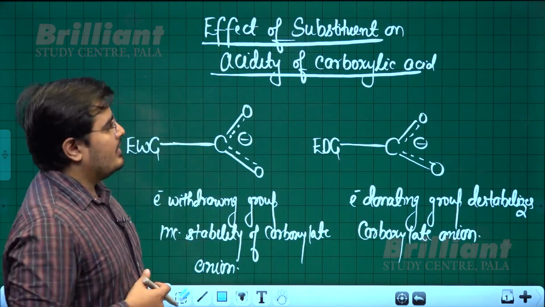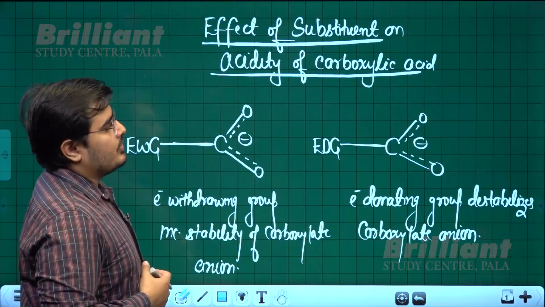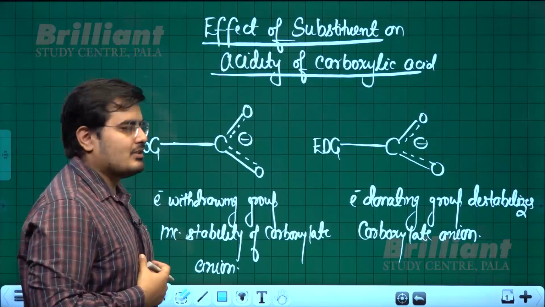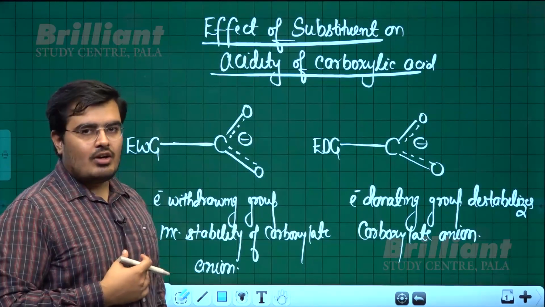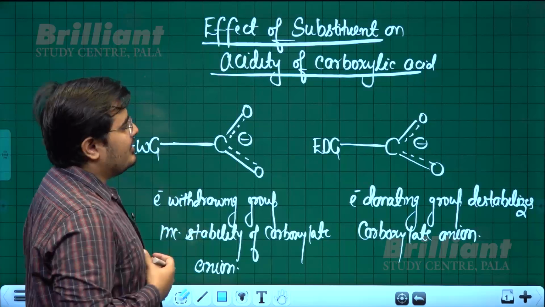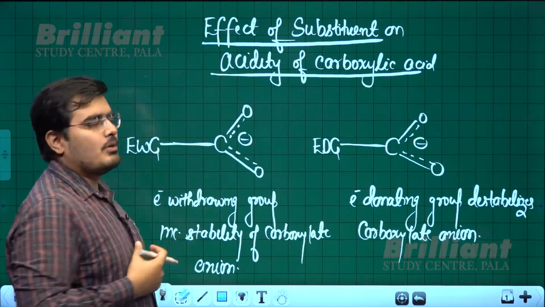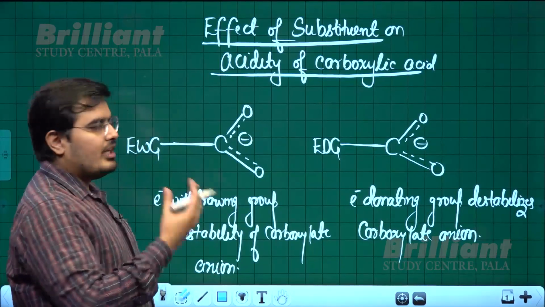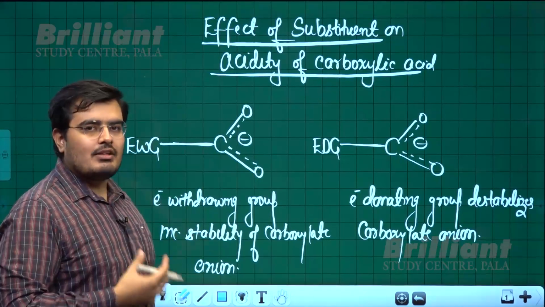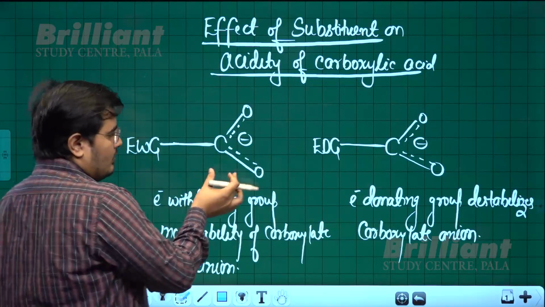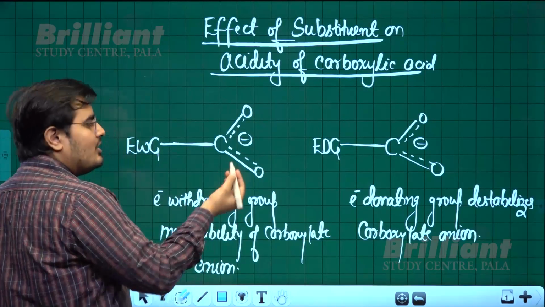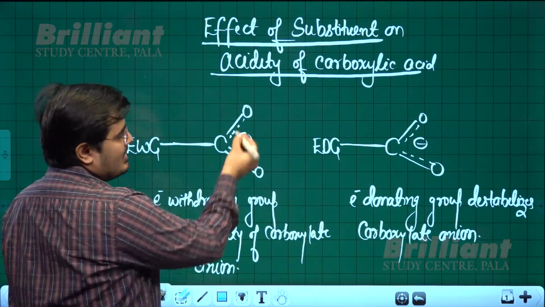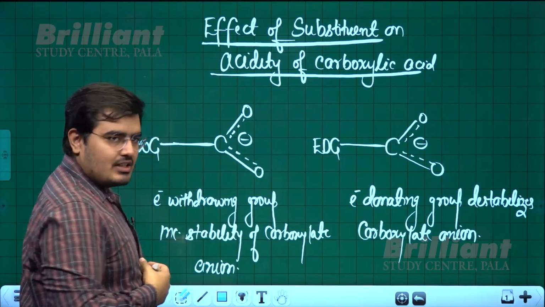So next we have the effect of substituents on the acidity of carboxylic acid. As we have already discussed, the acidity of any acid is directly proportional to the stability of its conjugate base. So if the conjugate base is more stable, the acid will be more acidic. Now we know that the stability of the carboxylate anion is actually due to this resonance stabilized structure.